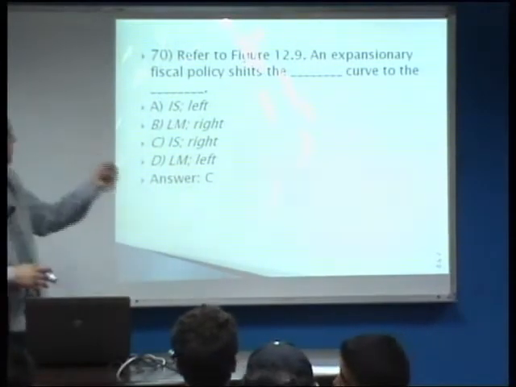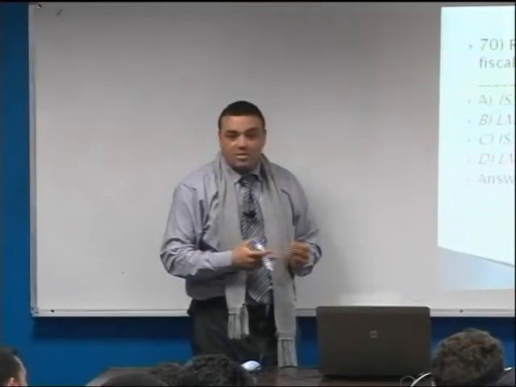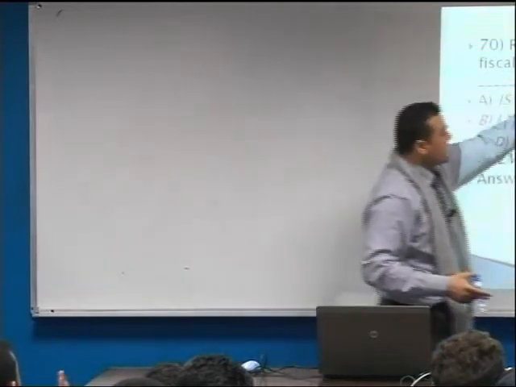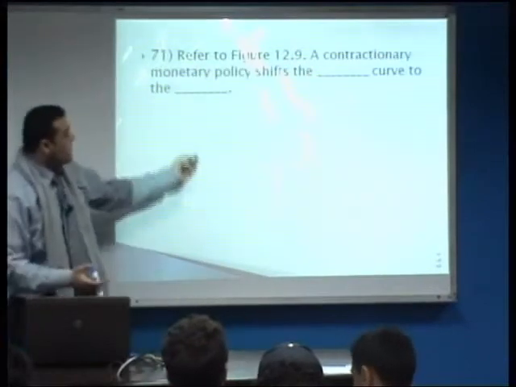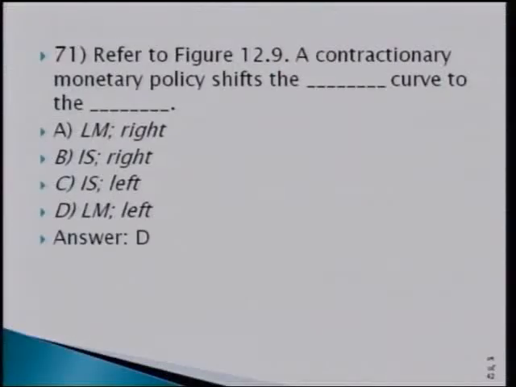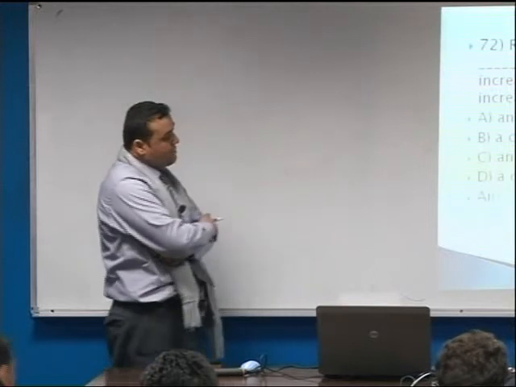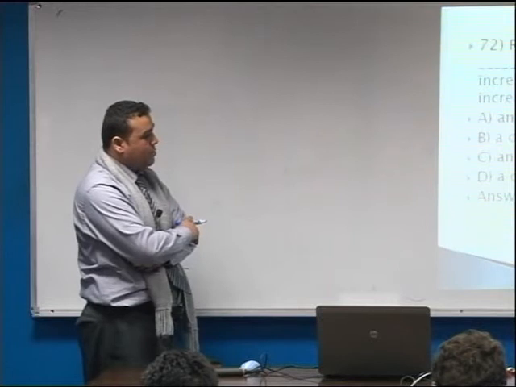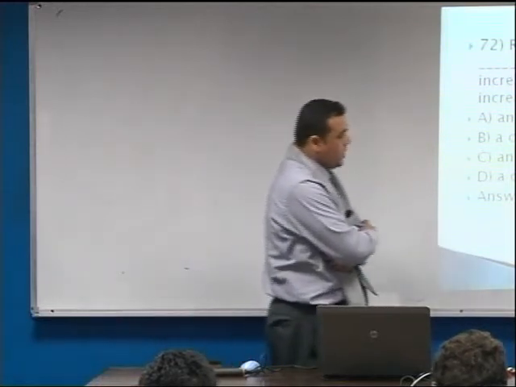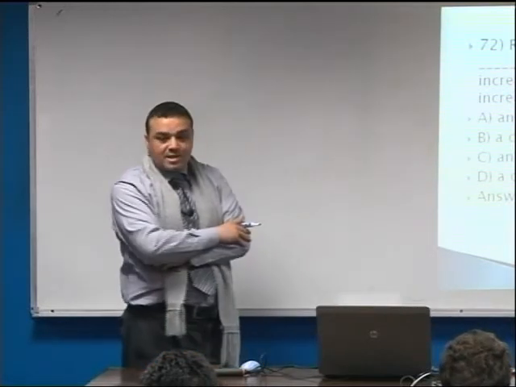Refer to the figure. An expansionary fiscal policy shifts the IS curve to the what? What does expansionary fiscal do? IS to the right. That's it. Then contractionary monetary: LM to the left. Exactly. As a result, the equilibrium interest rate increases and the equilibrium output level increased. That means we have an increase in the interest rate and an increase in aggregate output.